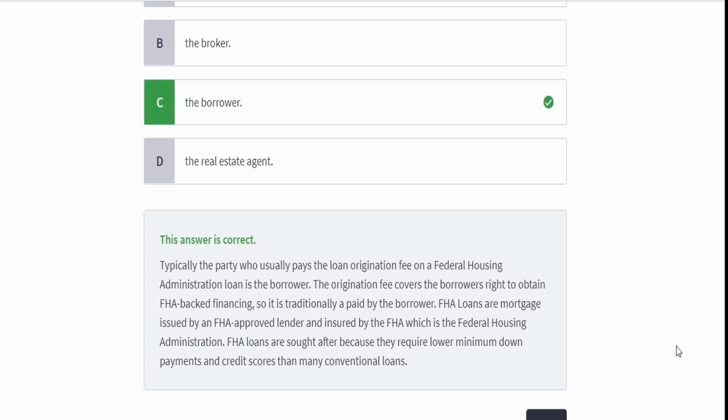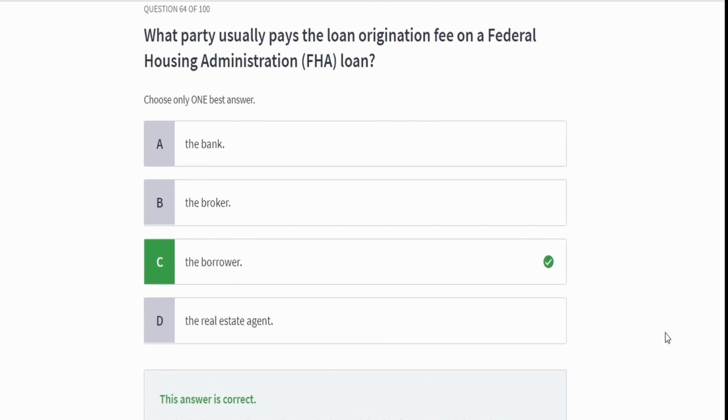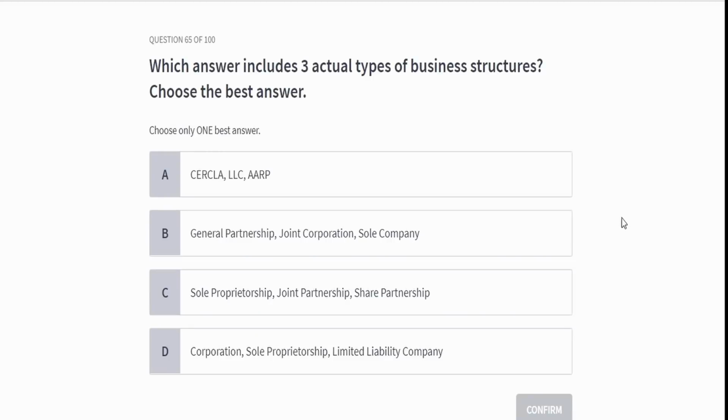That's where you're going to see a lot of these types of loans. But again, when we're talking about the loan origination fee, that is the borrower. So I had to pay that when I had to deal with that. But again, it says usually, so not all the time, but it's one of those tricky questions, is usually. There are a couple circumstances, but I'd say like 90% of the time the borrower is going to have to pay that fee. So, all right, next one.